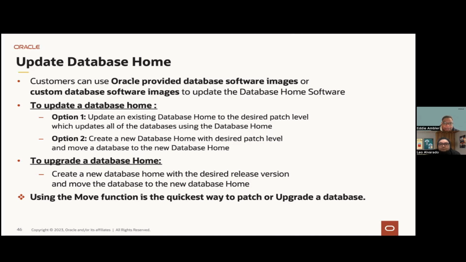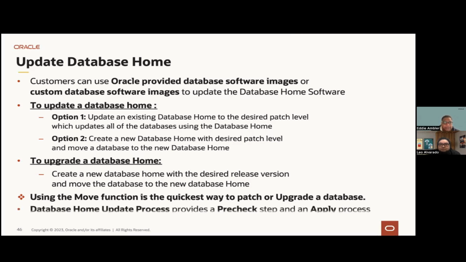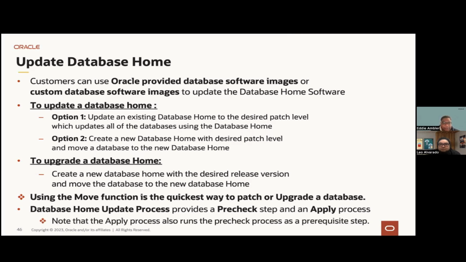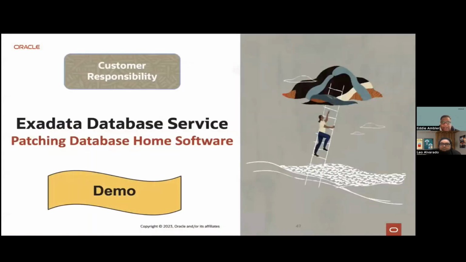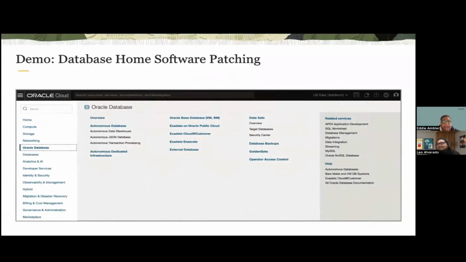So using the move function is the quickest way to patch or upgrade a database. The database home update process provides a pre-check step and an apply step, just like the GI process did. Note that the apply process also runs the pre-check. So even if you ran the pre-check two weeks ago, before we start applying an update, there will be a pre-check process. So this is just a note for you to be aware that that will be run. So let's demo how it's done.